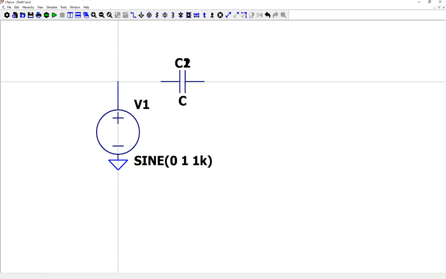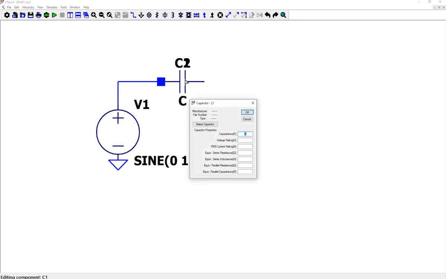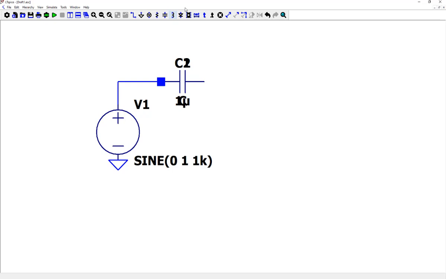Wire. This is 1U. Wait. Back. 1U, micro. Oh, I got 2 for some reason.